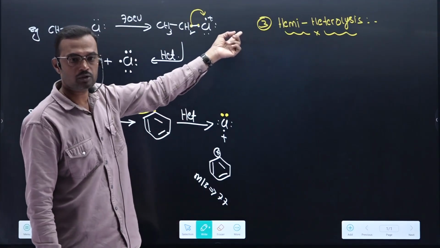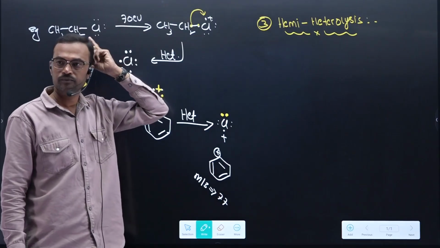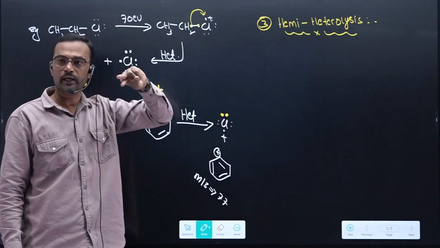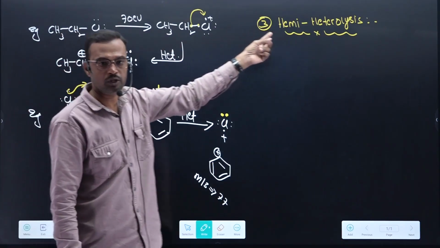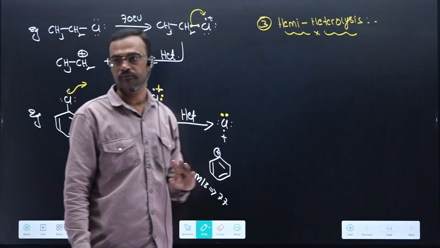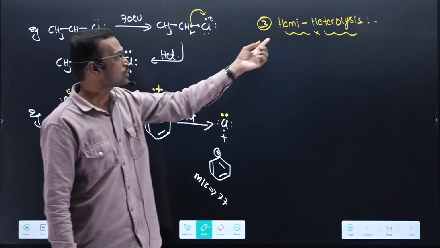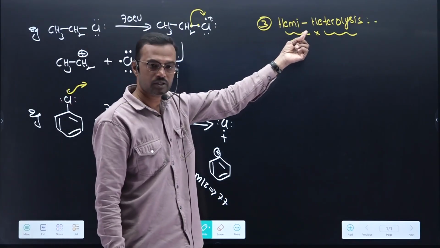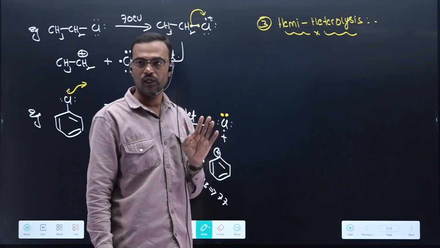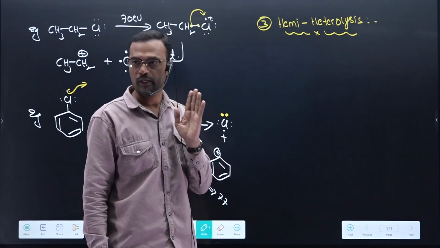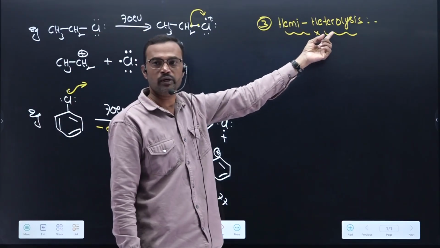This hemi-heterolysis leads to formation of a radical and a cation. What about homolysis? Homolysis leads to radicals. Heterolysis leads to cation and anion. Hemi-heterolysis leads to cation and radical. So it is exactly the middle of homolysis and heterolysis. Most commonly this is possible only at a sigma bond having only 1 electron. It also looks like a homolytic fission, represented by the fish-hook arrow symbol. But here we use the word heterolysis because we are getting a cation.